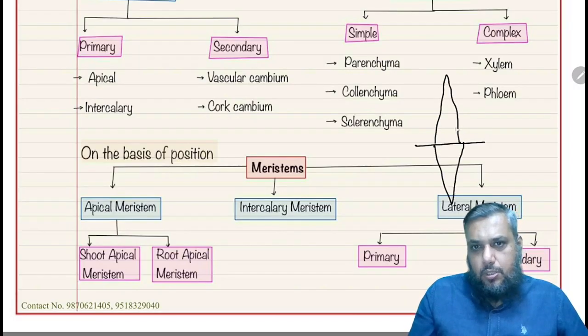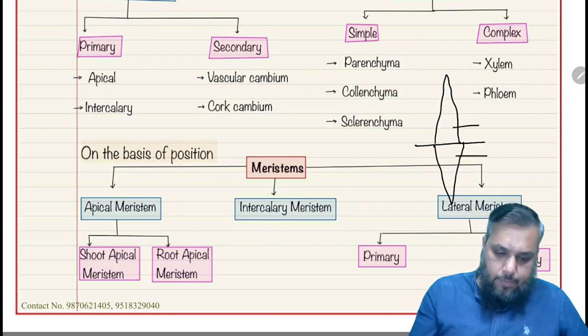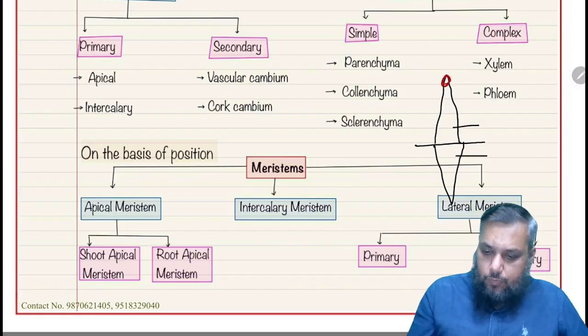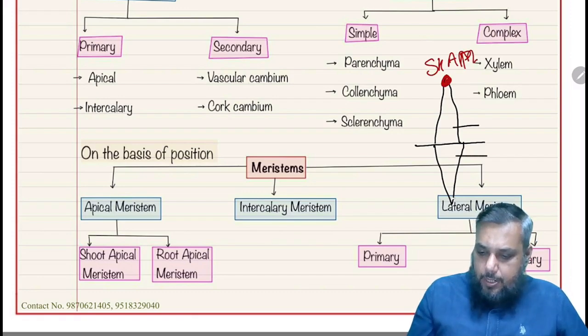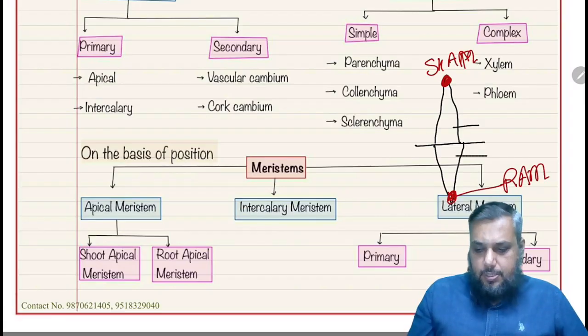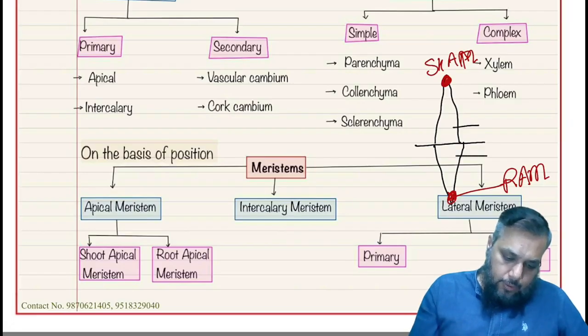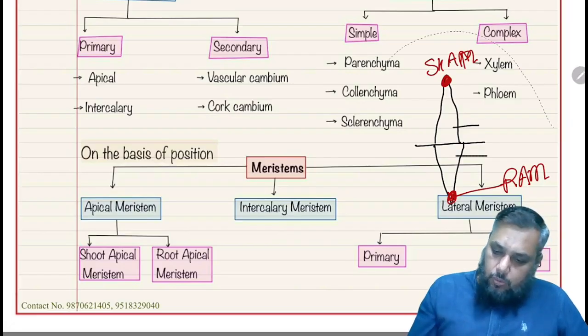Let us call this the shoot system. This is the root system. The meristem present at the apex of the shoot is called the shoot apical meristem, SAM. The meristem at the apex of the root is called the root apical meristem, that is RAM. So RAM and SAM, based upon their position, are called the apical meristems.